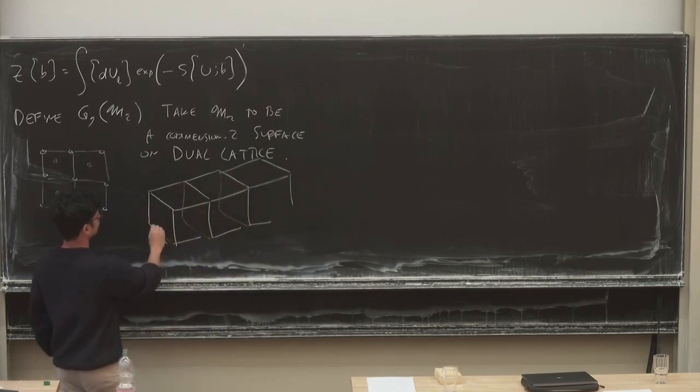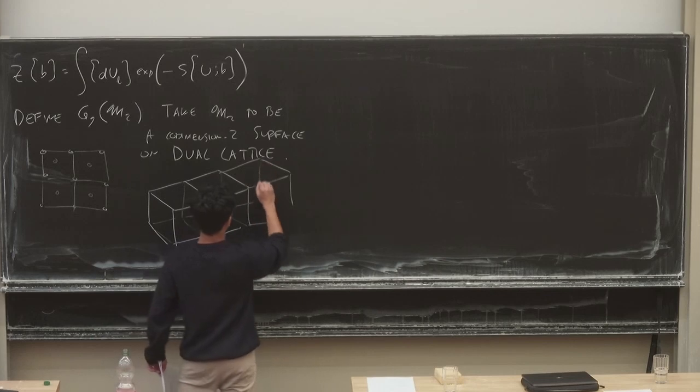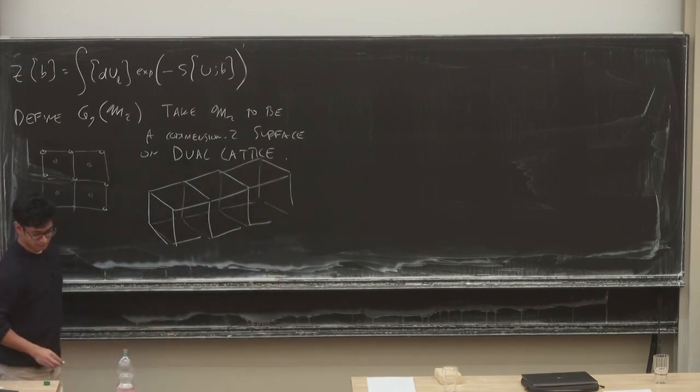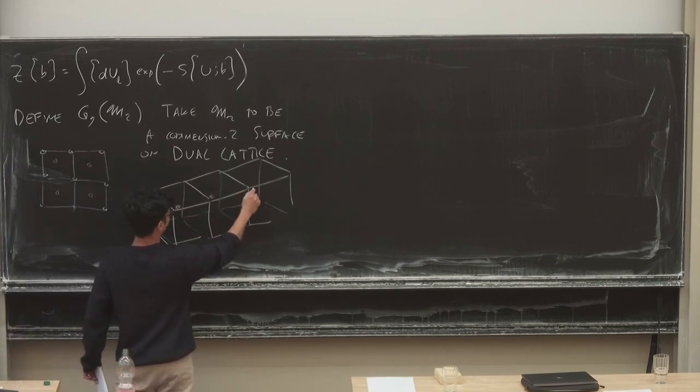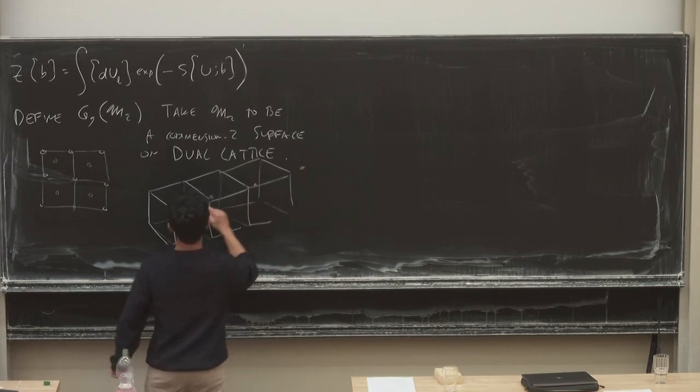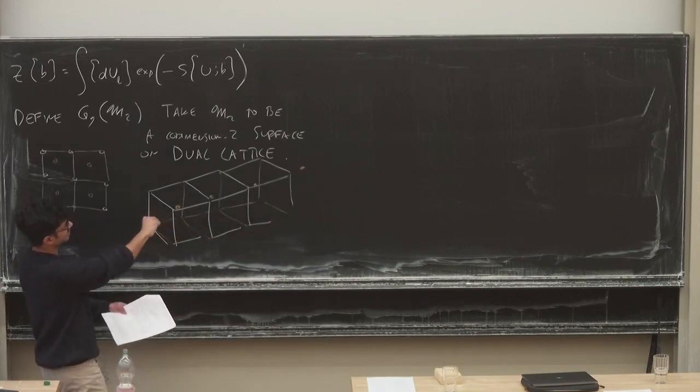Okay, so here's the original lattice in 3D. And now I'm picking a codimension 2 surface on the dual lattice. First let me draw the dual lattice points. Here are the dual lattice points. Each of these is exactly in the middle of each of these cubes.